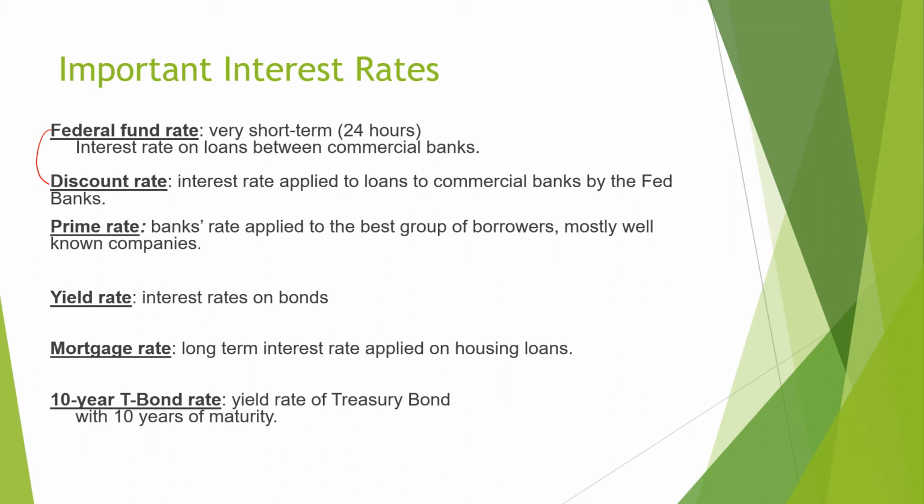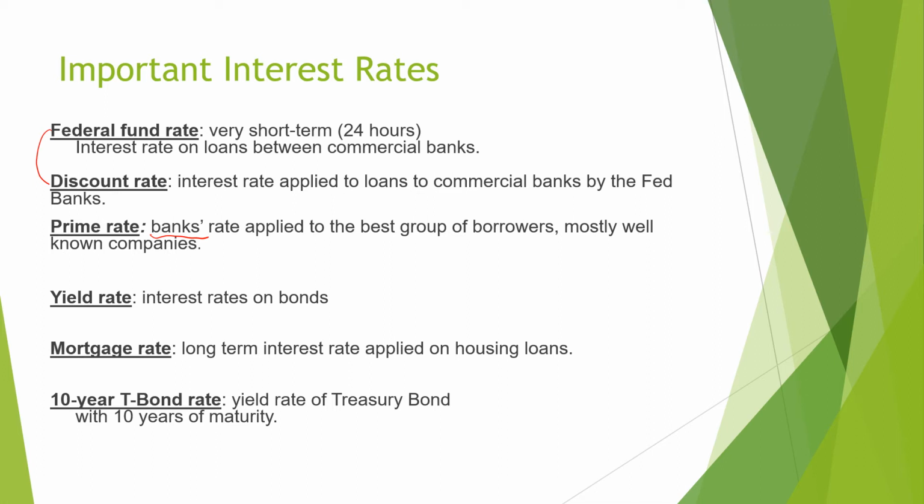Prime rate can be generated by each commercial bank using federal fund rate, such as Bank of America adds 3% on federal fund rate to figure out what's going to be their prime rate. So prime rate is a lender's rate applied to the best group of borrowers, mostly well-known big companies.